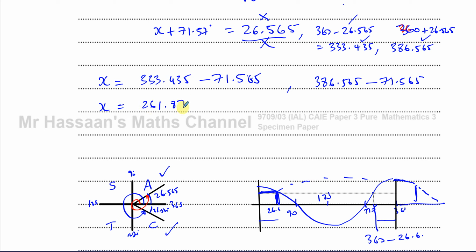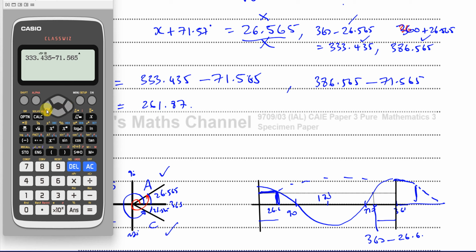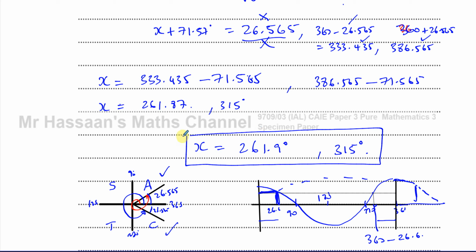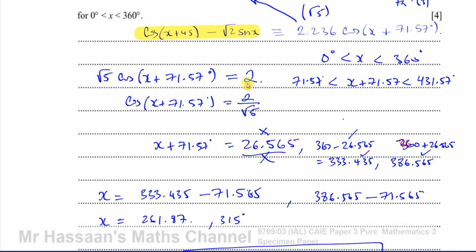Okay, and here we're going to have 386.565 minus 71.565 gives us 315 exactly. Okay, so answers, if not specified for degrees, angles in degrees should be one decimal place. So this is 261.9 degrees and this is 315 degrees. This looks like it's exact. So there we have the answers to this particular question, and that's the question finished.